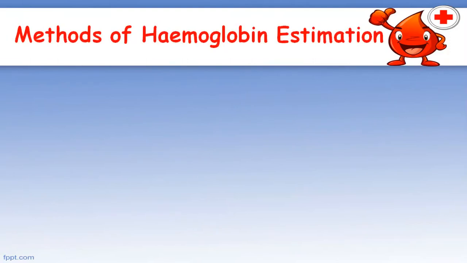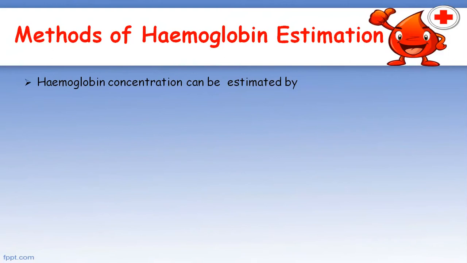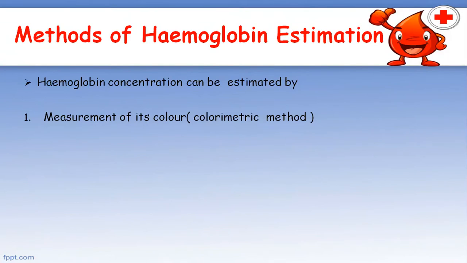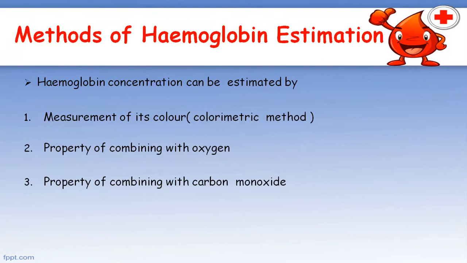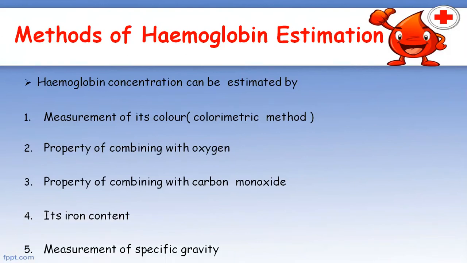Methods of hemoglobin estimation. Hemoglobin concentration can be estimated by: first, measurement of its color, or the colorimetric method; second, the property of combining with oxygen; the property of combining with carbon monoxide; its iron content; and last is measurement of specific gravity.